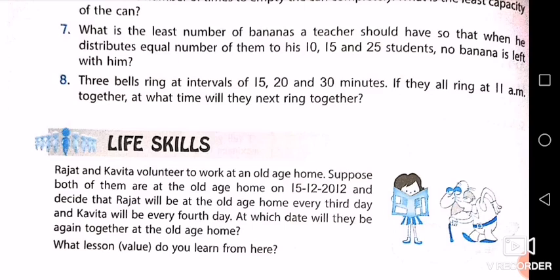Now what will be the first statement of this question? Correct. The first statement will be three bells ring together at an interval of 15, 20 and 30 minutes. These bells rang together at 11 a.m. Next, they will ring together is equal to LCM of 15, 20 and 30 minutes. Now, after finding LCM, how will you find the time at which they will ring together? That I will tell you in this question. So, let's start this question.